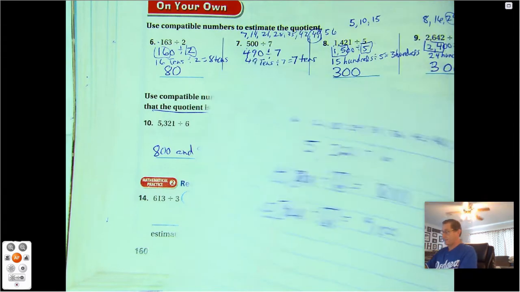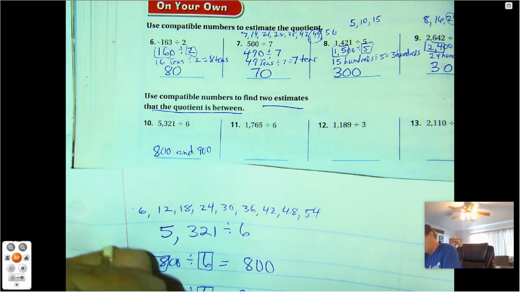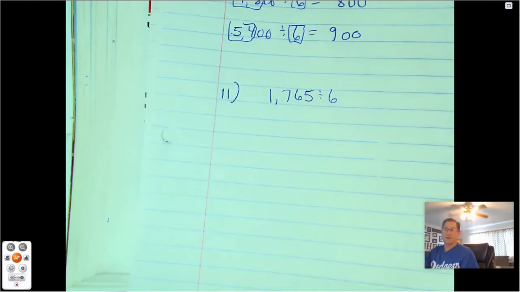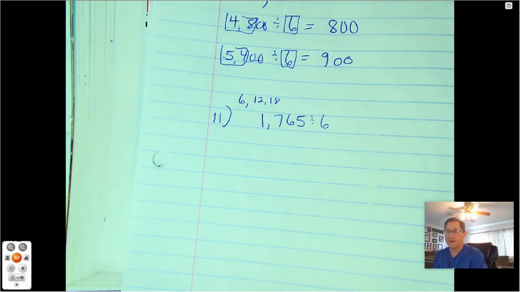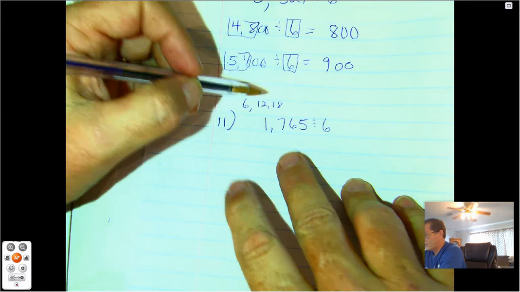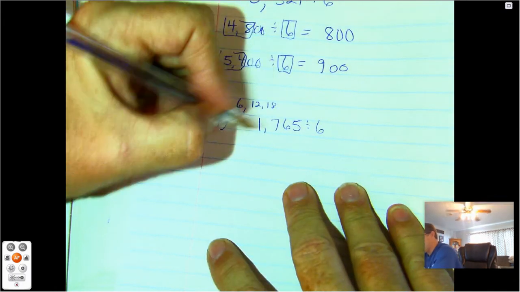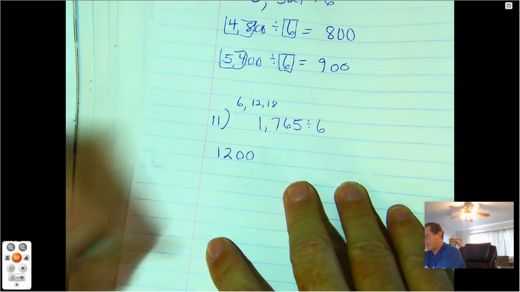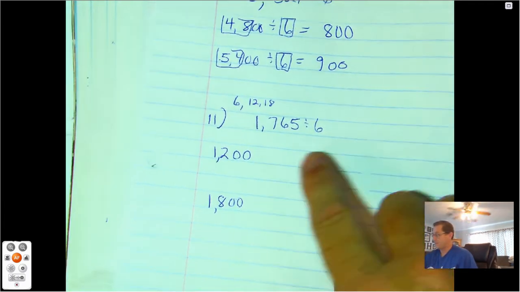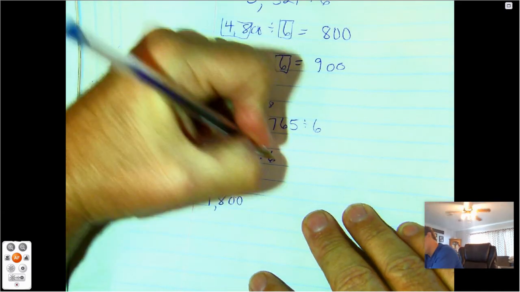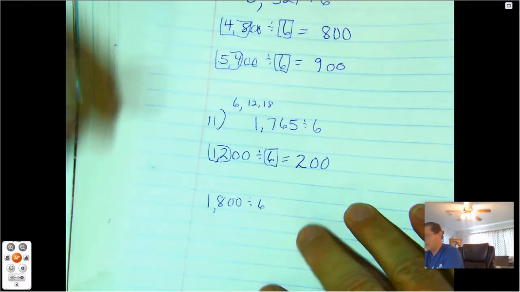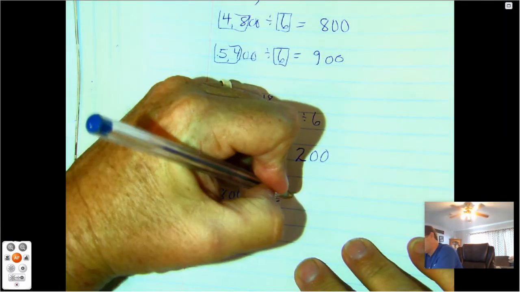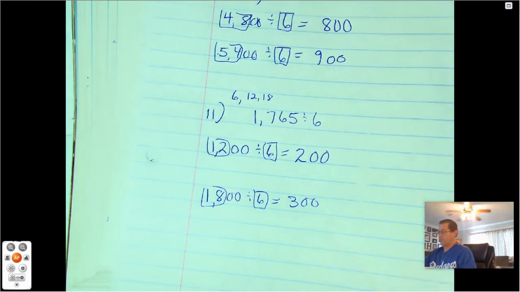Number 11. 1,765 divided by 6. So I'm going to skip count my 6s here. Now, obviously, if you know the multiples of 6, you don't have to write them out. I'm just writing them out as if I need help seeing it. Okay. So I know that 1,765 needs to be between 1,200 and 1,800, right? 1,765 would fall in between these. So now we're going to divide both of them by 6. So the basic math fact, 12 divided by 6 is 2. 200. And 1,800 divided by 6. 18 divided by 6 is 3. So 300. So it's between 200 and 300.